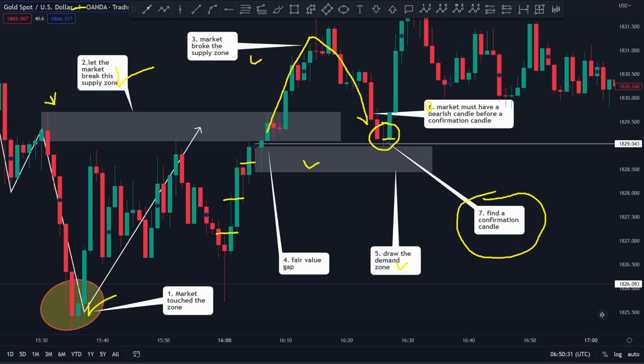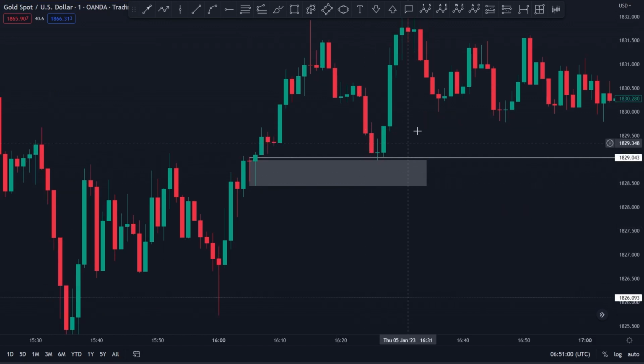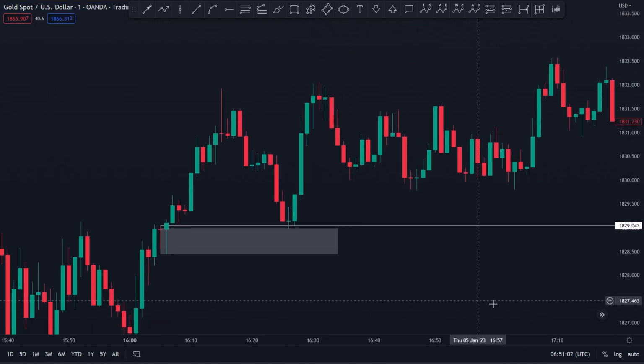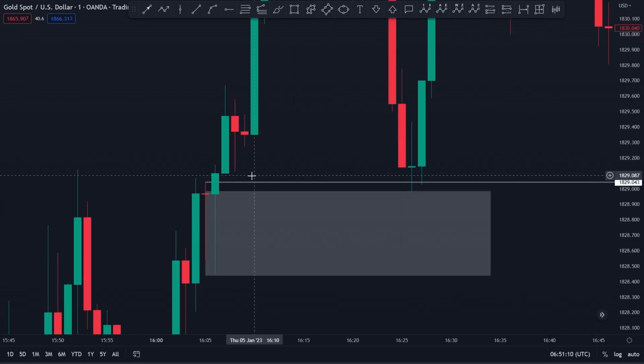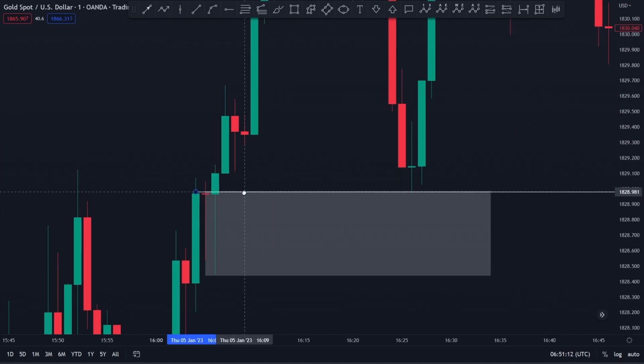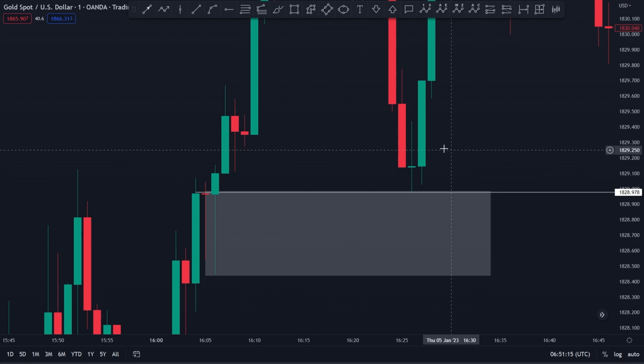So I will remove everything. I'll show you how the entry should look. Okay, right now I have removed everything. I'll show you how the trade should look. And from here we can also see the market touched the zone around this area. So what you need to do is wait for this candle to close, and then you can buy when the market is moving lower in this section.